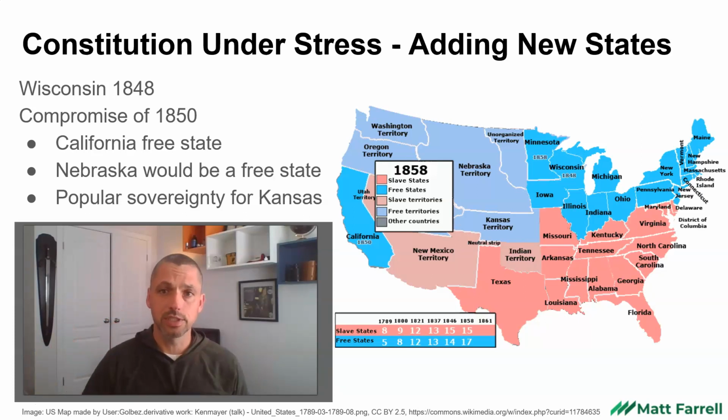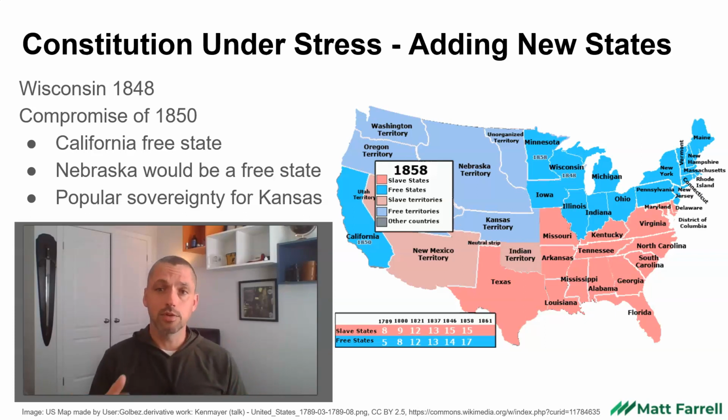Nebraska can come in as a free state, but we will leave Kansas and any other new territories to popular sovereignty. And what does popular sovereignty mean? It basically means that the people there can pick whether they want to be a slave state or a free state. Now this had the effect of undoing the earlier compromise, the Missouri Compromise.